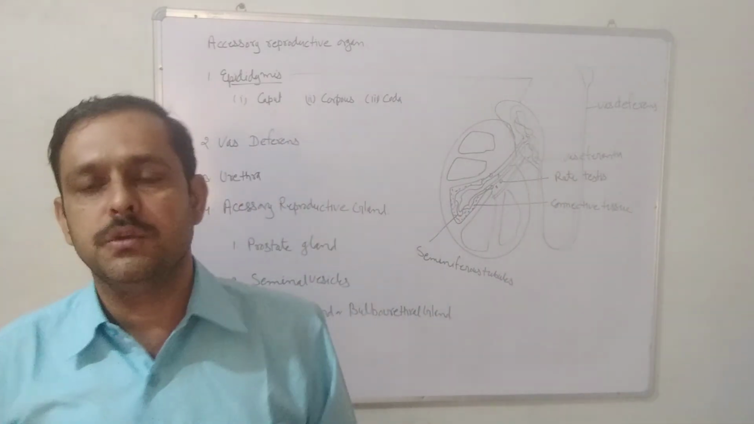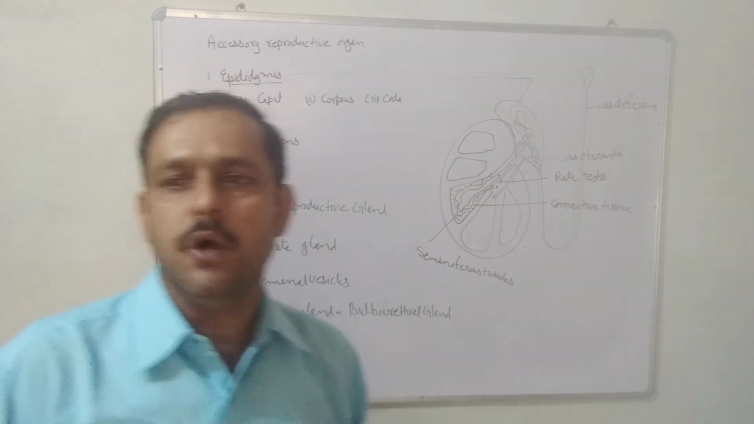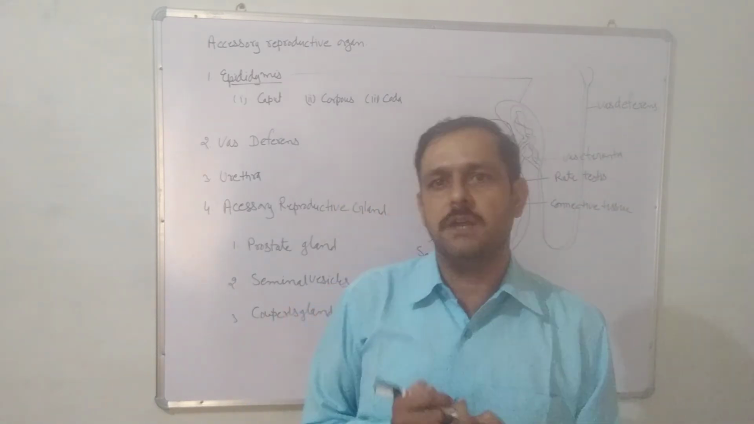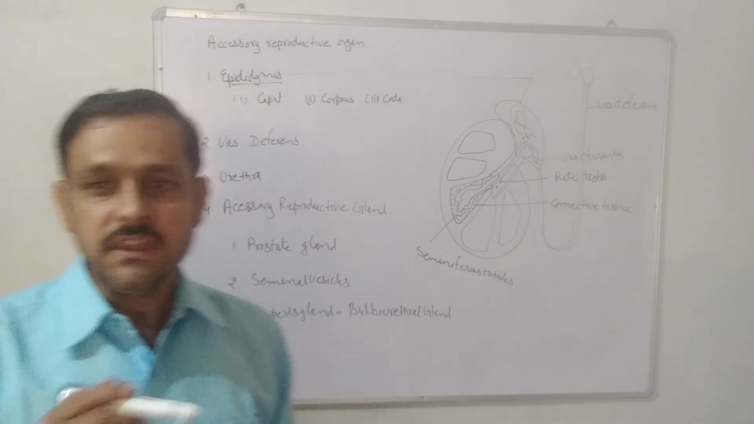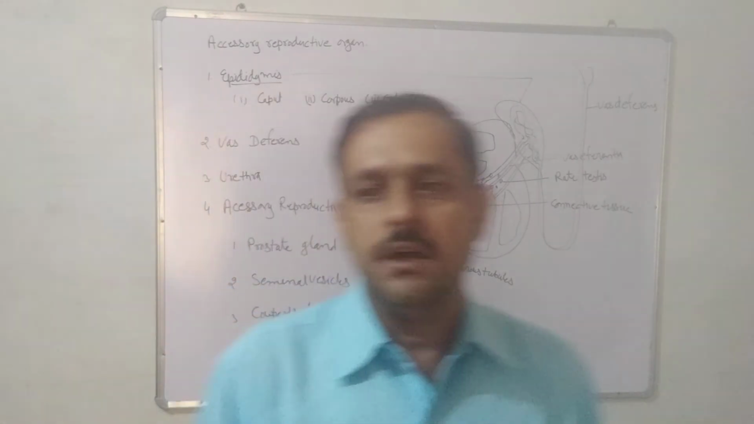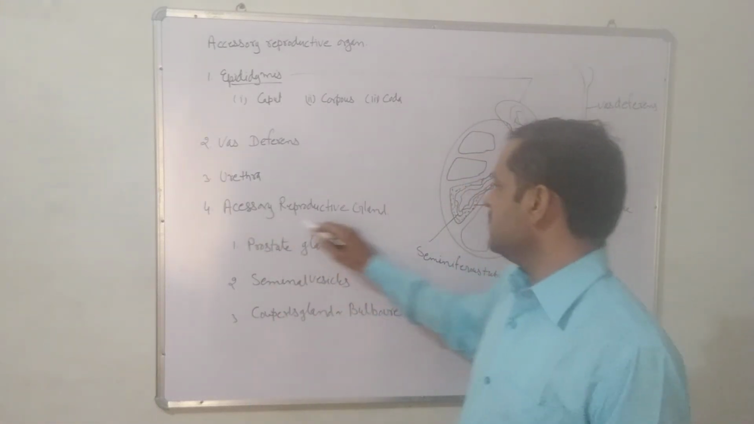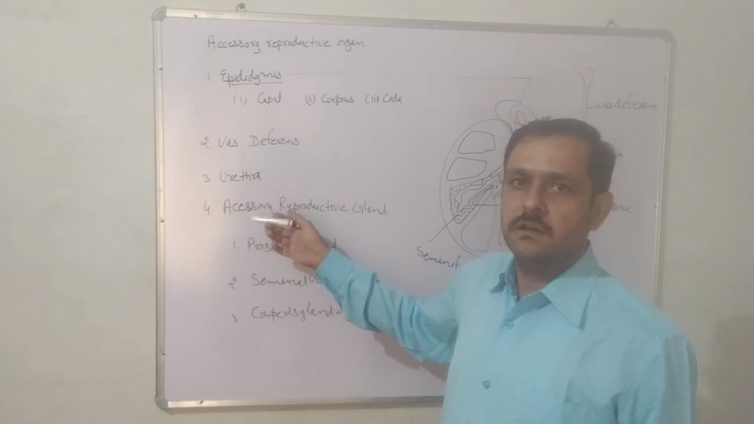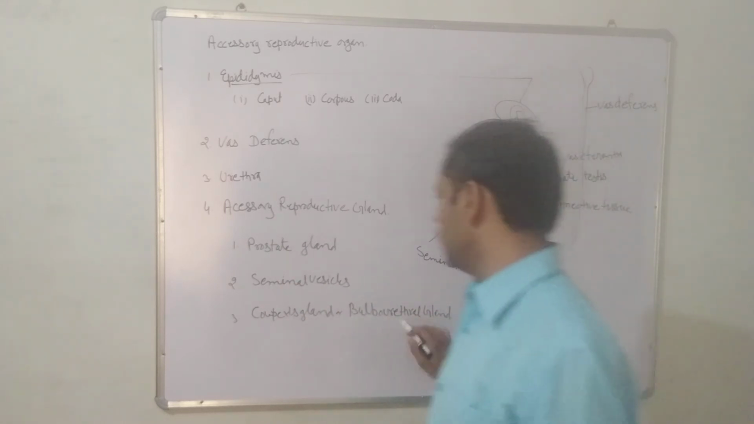After arising from the urinary bladder, the ureter joins with the ejaculatory duct to form the urogenital duct or urethra. It is about 20 centimeter long, and it opens at the tip of the penis as the urogenital aperture. And next, the accessory reproductive glands. We will look at these glands in tomorrow's diagram: prostate gland, seminal vesicle, Cowper's gland or bulbourethral gland.